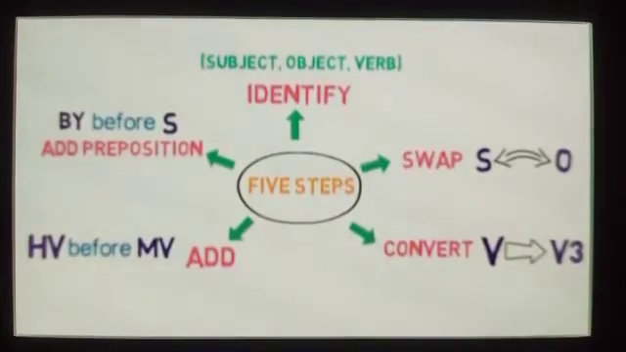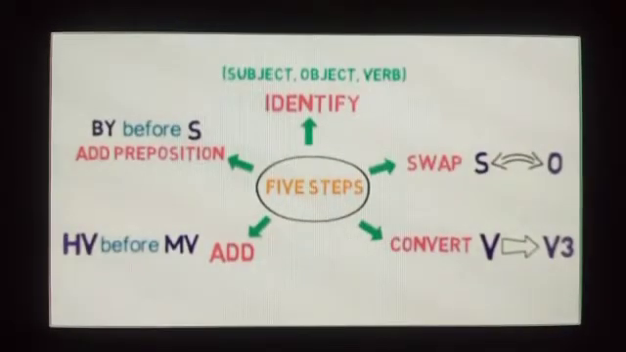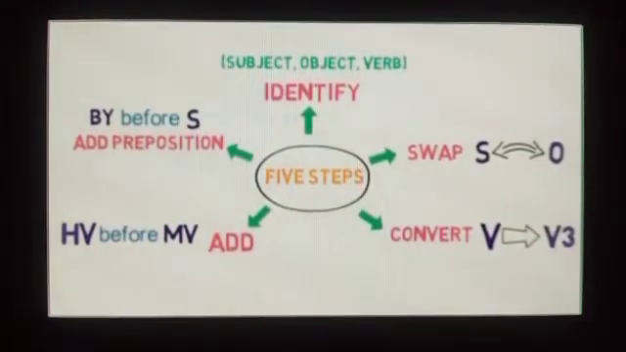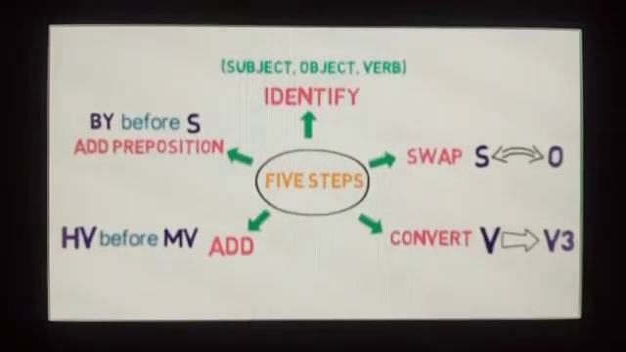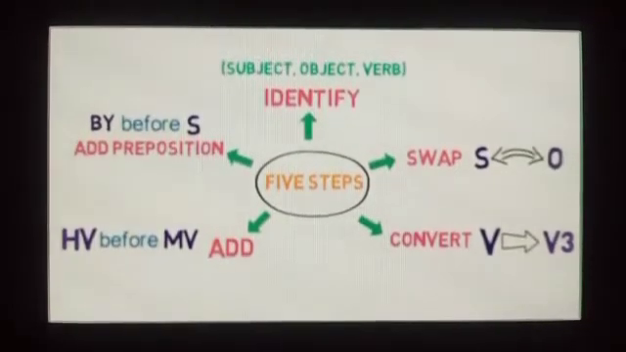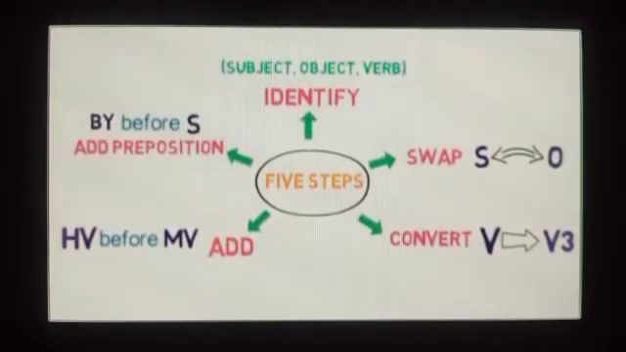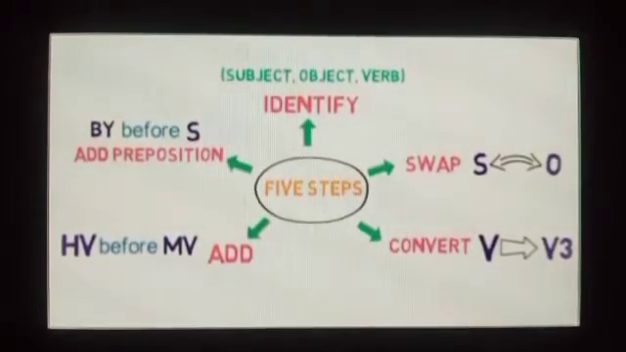Then we have to swap, means we have to interchange subject and object. We need to put subject in the place of object and object in the place of the subject. After that, our verb will take place. Remember, the main verb in the sentence always goes in the third form, means the past participle. Before the verb, we use a helping verb as per the tense.